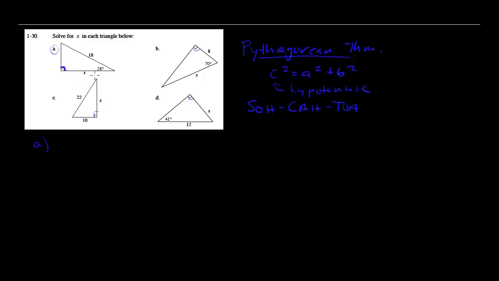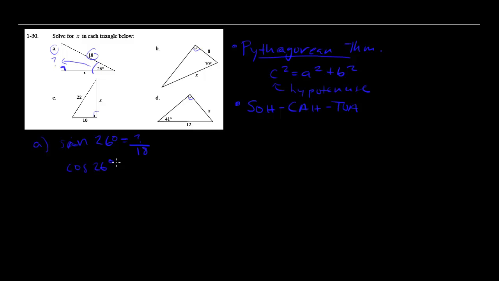In part A, we have a right triangle with an angle of 26 degrees, and we want to solve for x. Since we have an angle, the Pythagorean theorem doesn't really help, so we look at SOHCAHTOA. What is sine of 26 degrees? Sine is the opposite side, which we don't know, so it's question mark divided by the hypotenuse, 18.